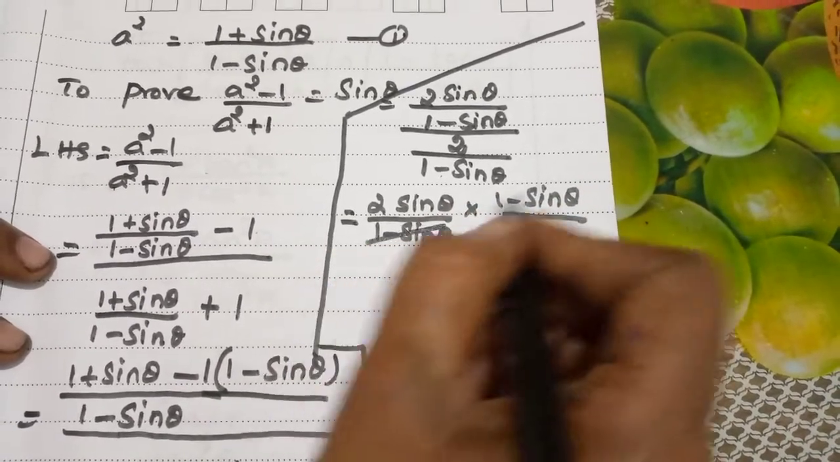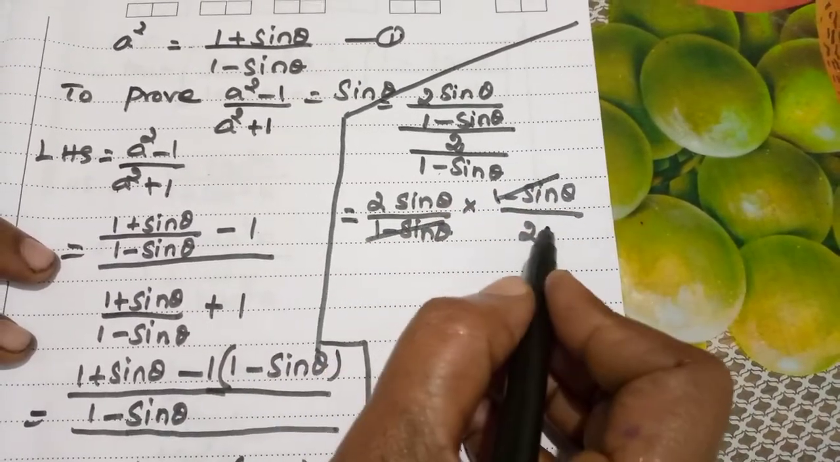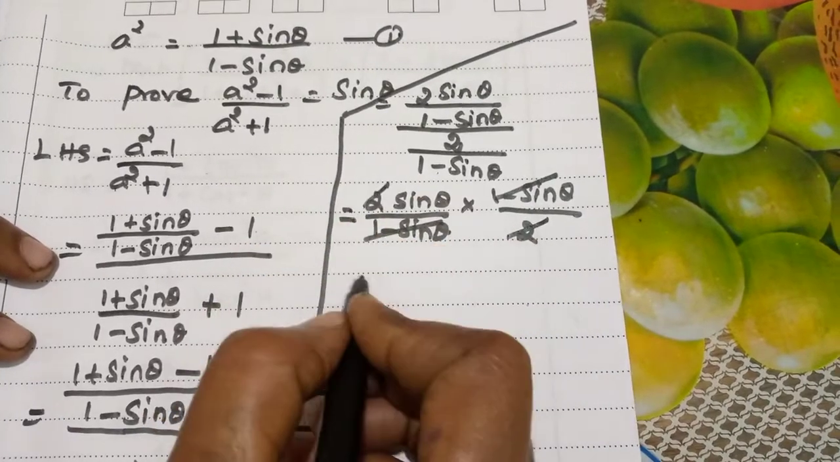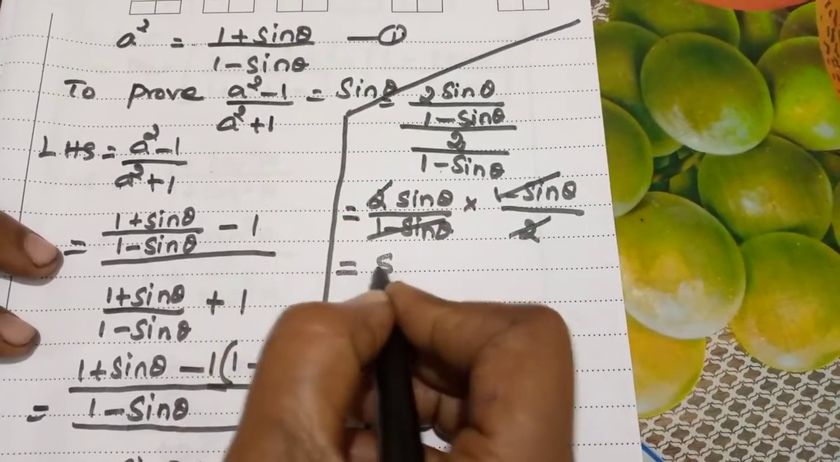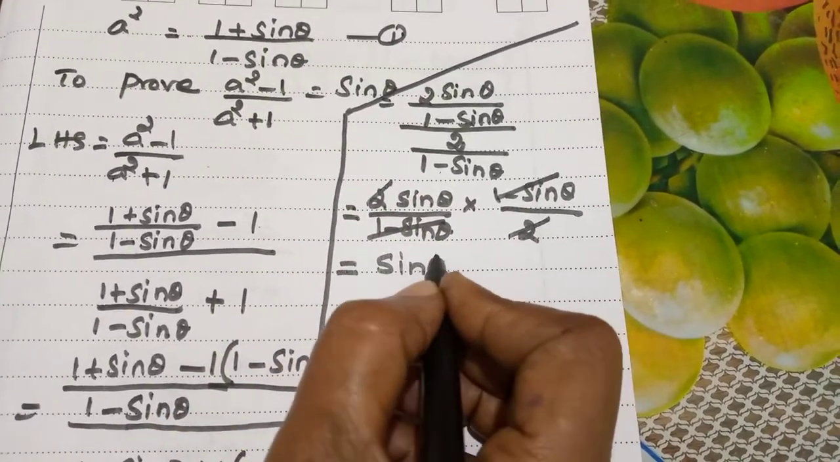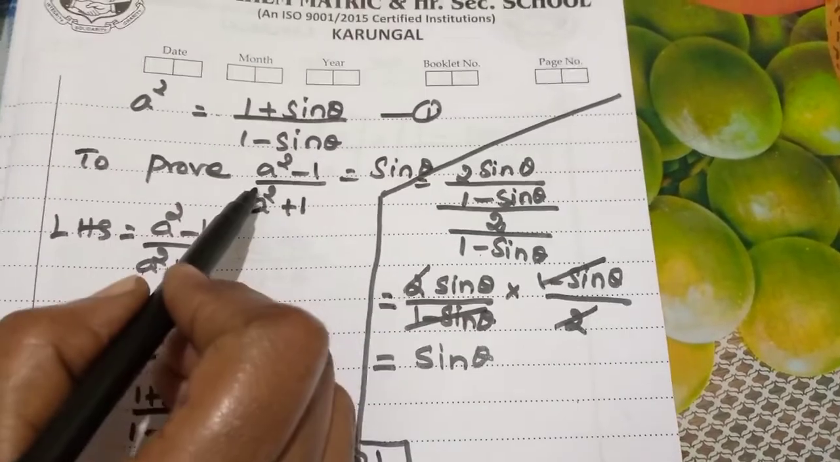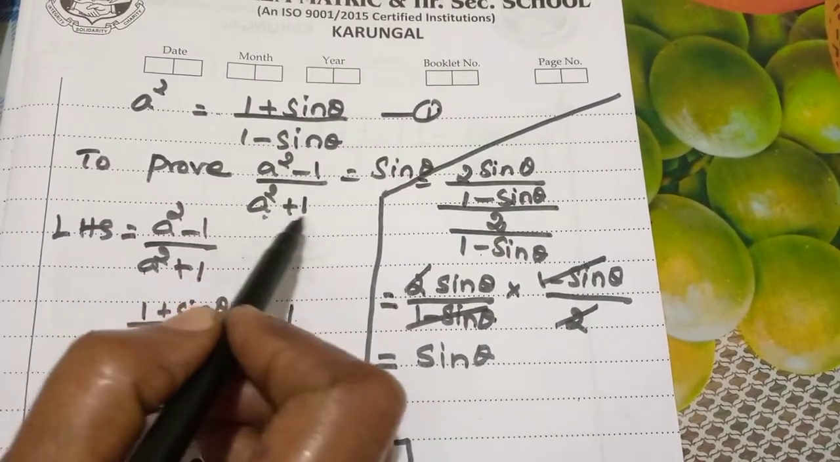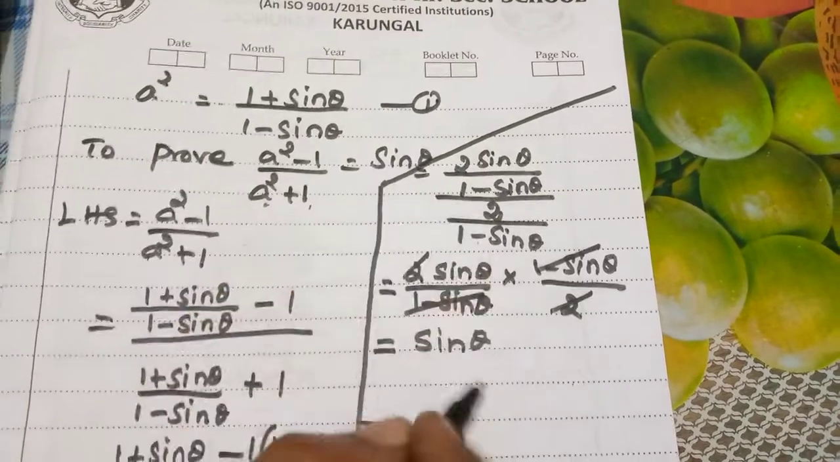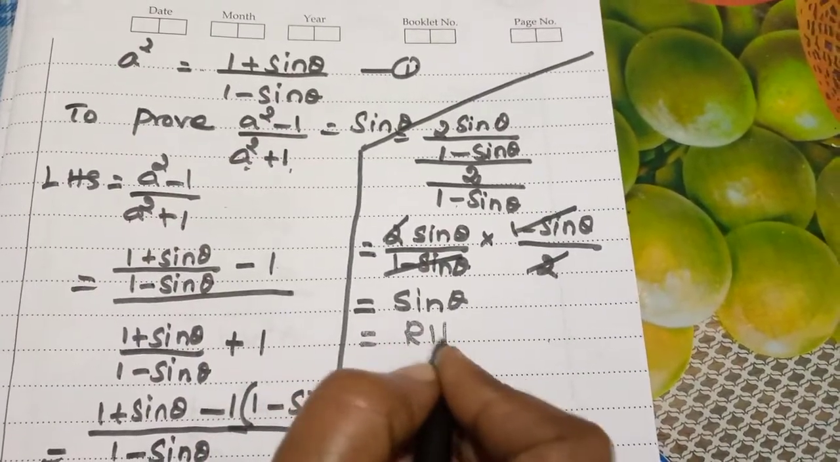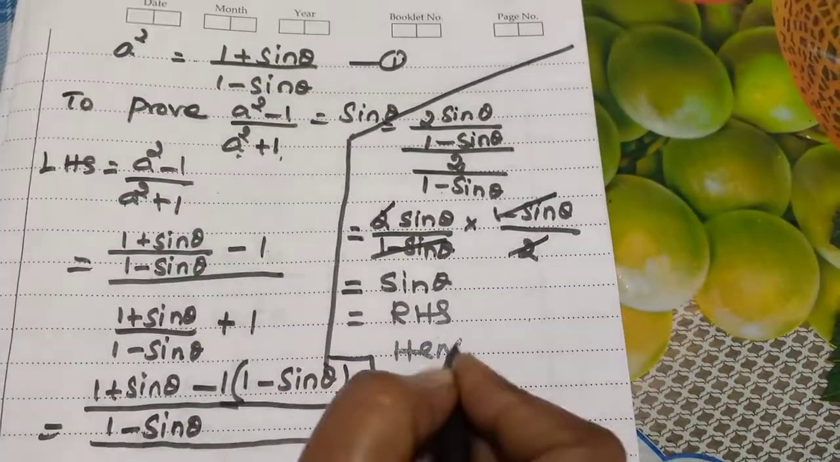Here 1 minus sin theta and 1 minus sin theta can be cancelled. Remaining, this 2 and this 2 can be cancelled. Remaining we have sin theta. What we have to prove? To prove a square minus 1 by a square plus 1 is equal to sin theta, which is equal to RHS, hence proved. Okay, understood students?